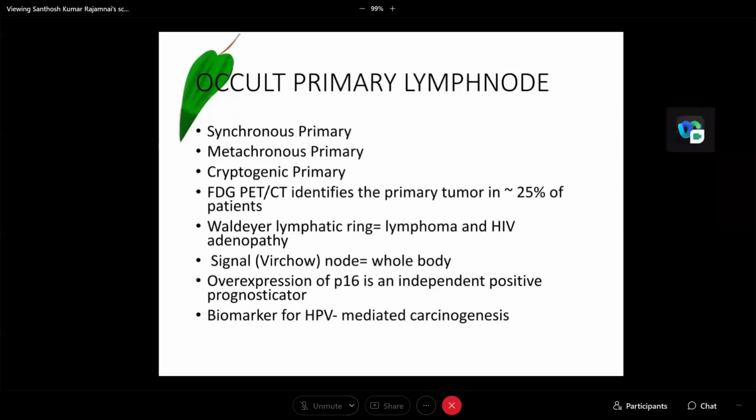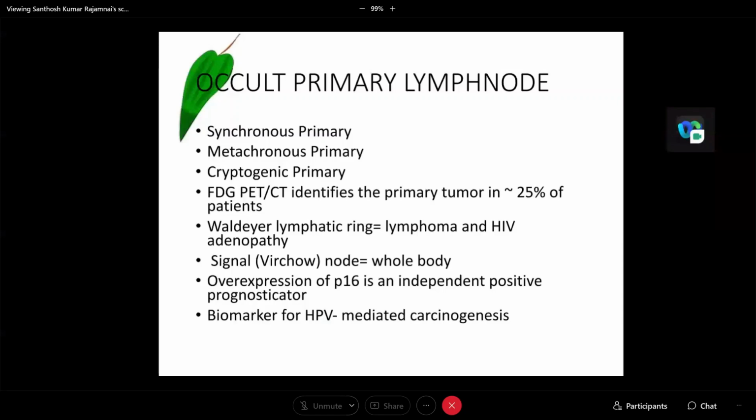Initially, there is a secondary. The patient comes to you with a secondary. You search for the primary, and after some time, not on the same day or in the same month, after a few weeks, you find out that the patient has a primary somewhere and you make a diagnosis. It is a metachronous primary. I have seen metachronous primary. In fact, a patient of mine had a tongue-based malignancy, a secondary node, FNAC showed squamous cell deposits in the lymph node, and then we searched for the primary.